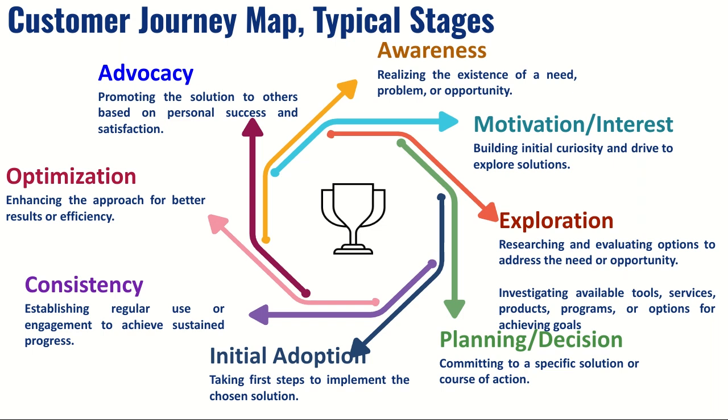By stage 3 or somewhere there, and then you get into stage 4, which is planning and decision, which means committing to a specific solution or course of action, and then initial adoption, which means out of maybe 3 options like Niramaya, they choose Niramaya, or they choose some other government scheme, or they choose some scheme in their corporate office or something like that. So you adopt something, then you stay with it, you establish regular use or engagement to achieve sustained progress.